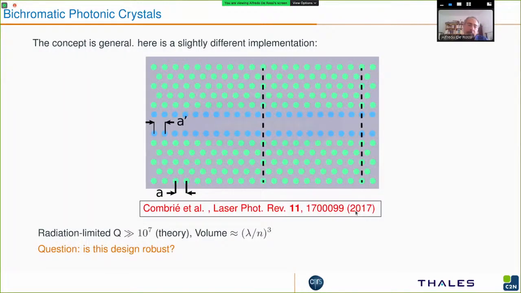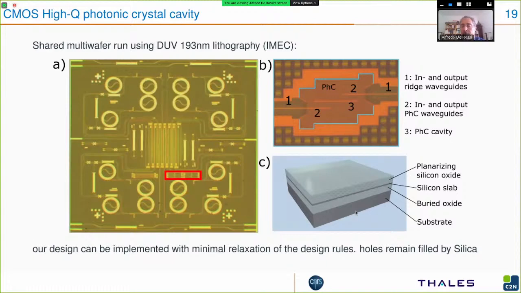So let's go more in detail. This is the kind of cavity we work on. Blue holes and red and the green holes have a slightly different period. And this is actually the only control parameter we have to engineer confinement of light. And the first thing is to check if this is a robust design.